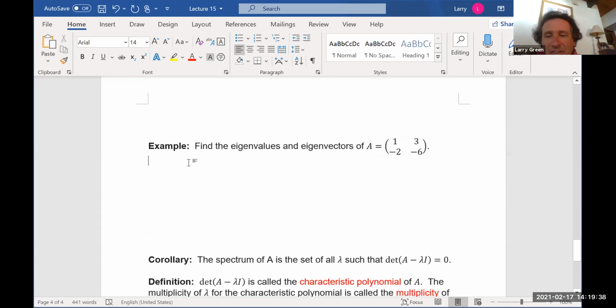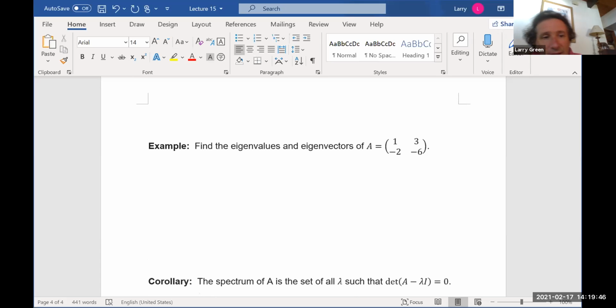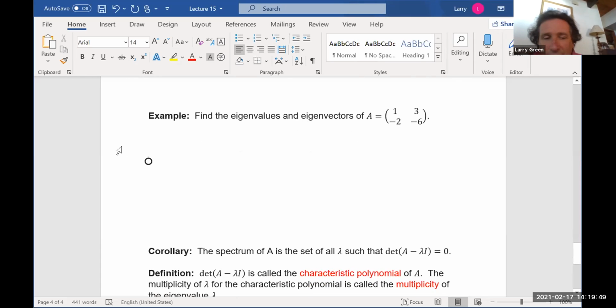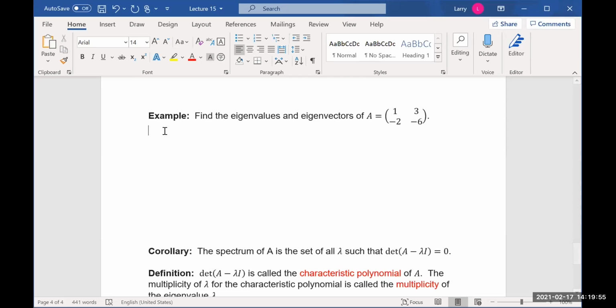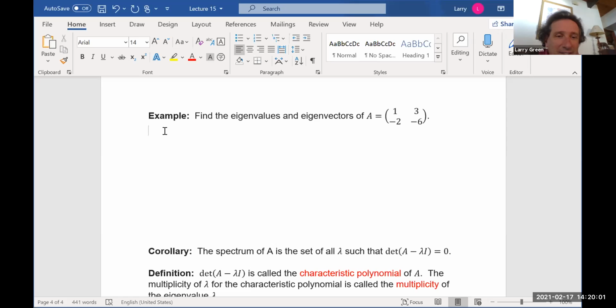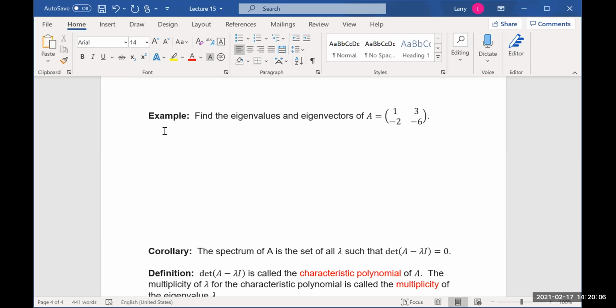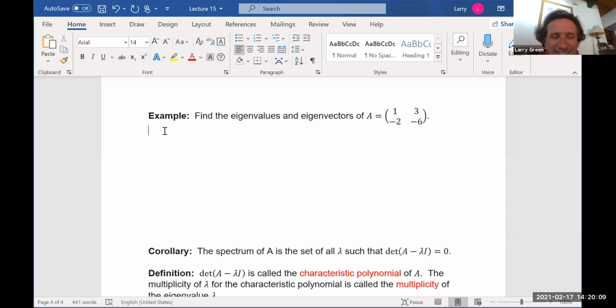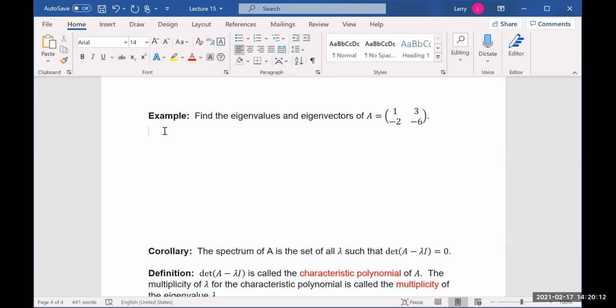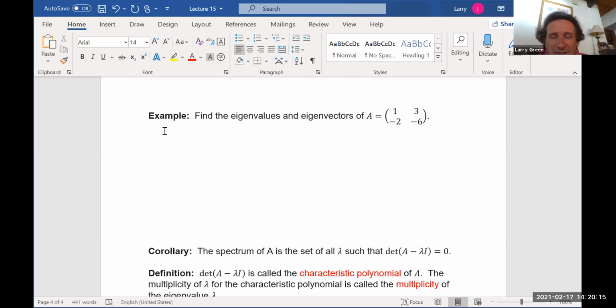So what's the first thing we have to do? Using the big theorem, find a non-zero vector. That's the last thing we have to do. Find lambda. Okay, that's the second thing we have to do. The first thing we have to do is write down what A minus lambda I is. So we start by writing A minus lambda I.